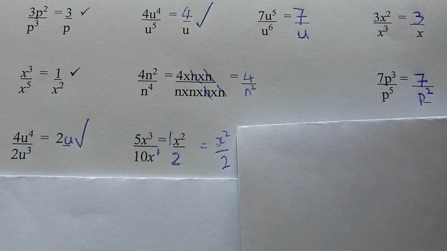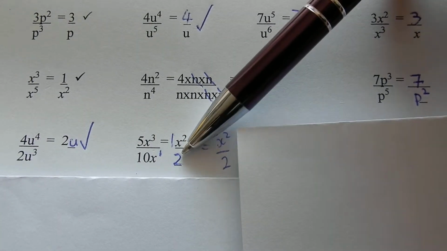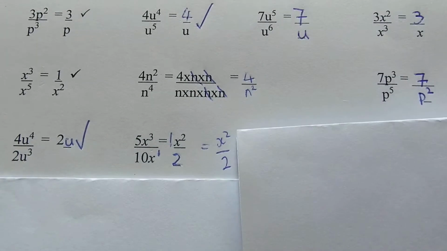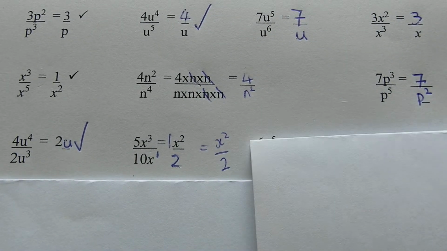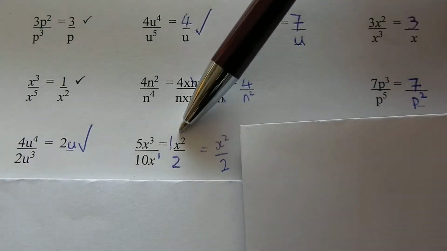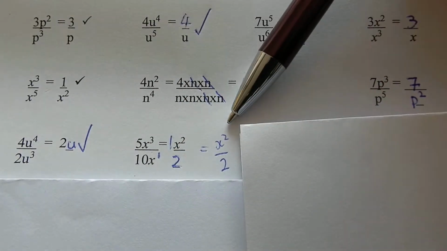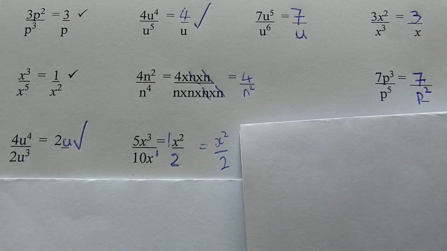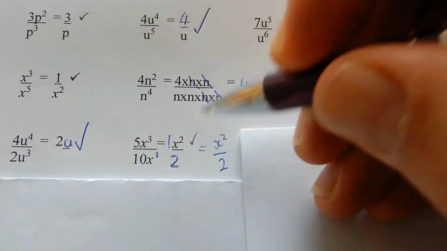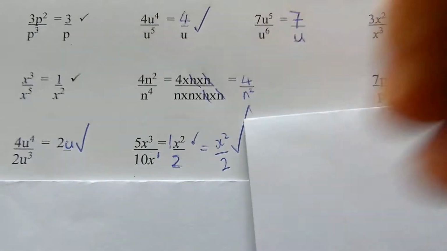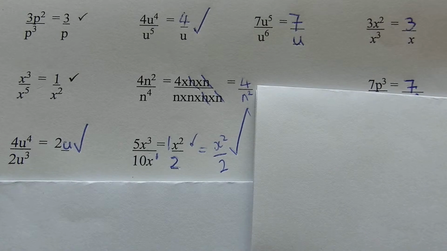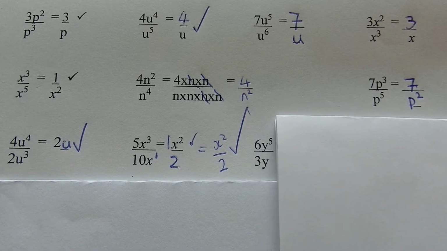Now, your teacher might give you this as, yeah, okay, this is correct, but it's really like spelling a word wrong in English. Nobody writes it with the 1 there. They just put x squared over 2. This is definitely the best answer. I don't say this is a little tick. This is a big tick. Much better. That's the one that gives you the big marks.